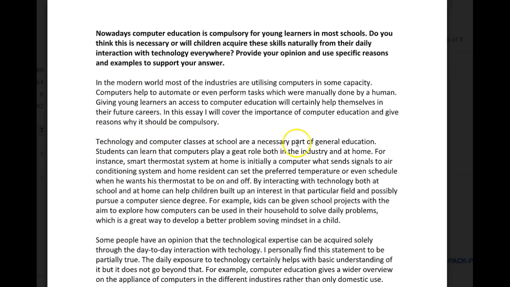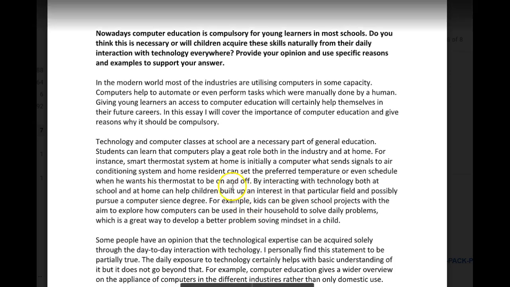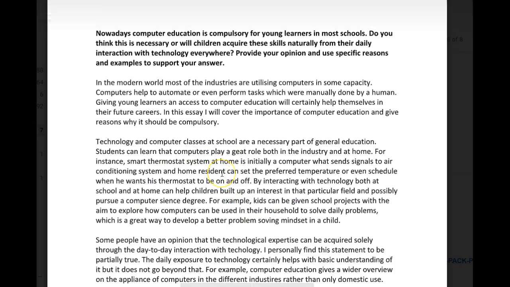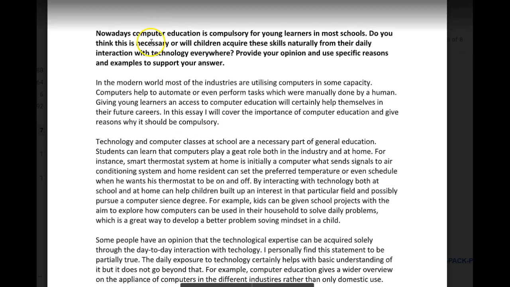When I read your topic sentence, I thought you were going to go in one direction. You ended up going someplace else with this whole thing here. And then you started kind of talking about school, but I was really hoping for something more focused in this paragraph, okay? So, is it necessary to give children computer education?